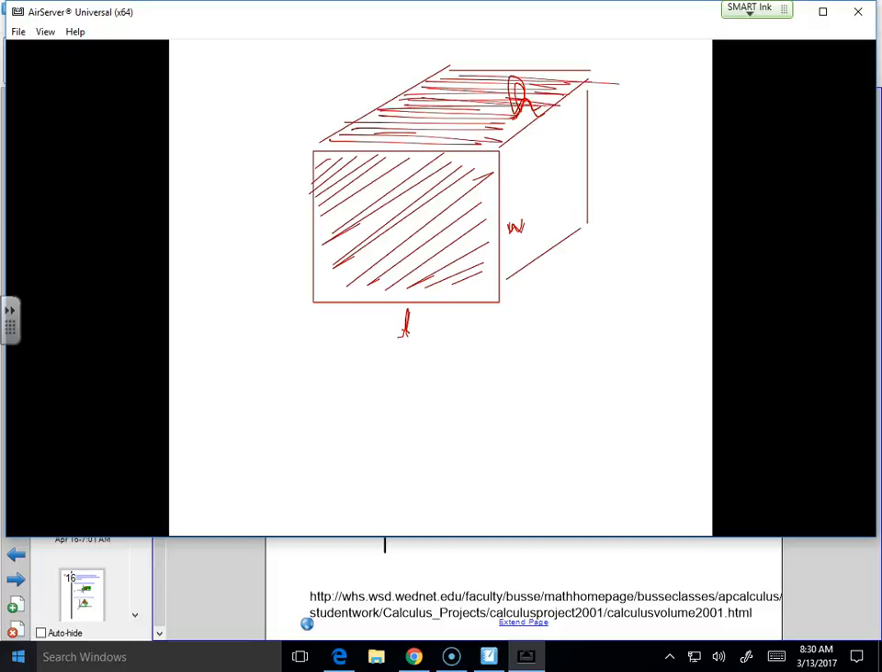You're accumulating all of the two-dimensional slices through the third dimension. And when you accumulate all of those two-dimensional slices and put them all together, what are you finding? The volume. So in a way we've been doing this, and let me give you another example.